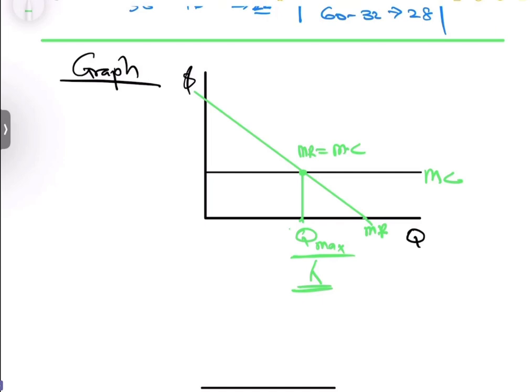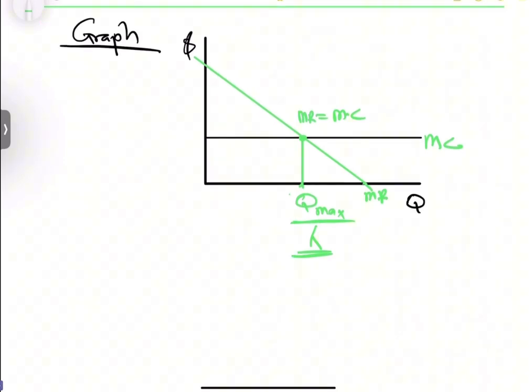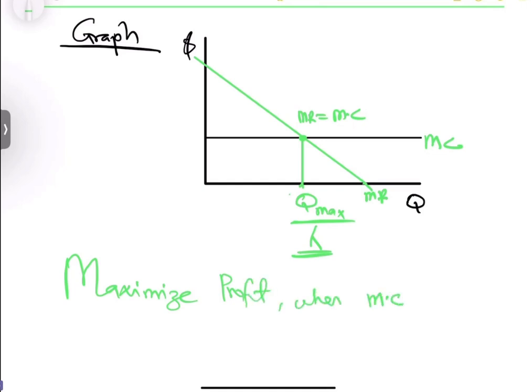So by rule, you are expected to maximize profit when marginal cost is equal to marginal revenue. And you can see it.